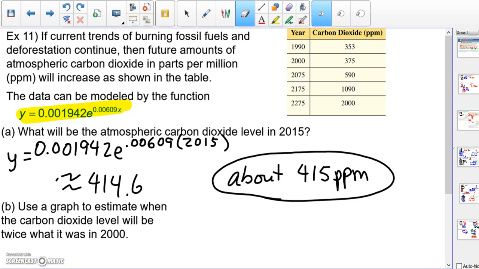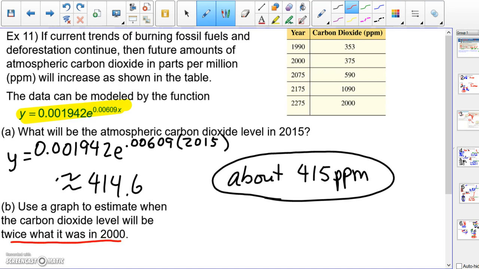Part B, use a graph to estimate when the carbon dioxide level will be twice what it was in 2000. We're going to want a graphing calculator for this, so hopefully you have a graphing calculator or something. But anyway, before we start, we want to know something about twice what it was in 2000. If you look at 2000, it's 375 parts per million. So if you double that, we're going to have something to do with 750 parts per million. That's twice what it was in 2000.